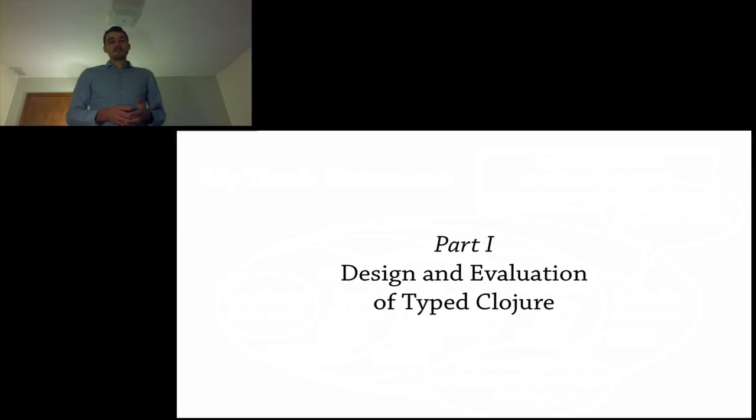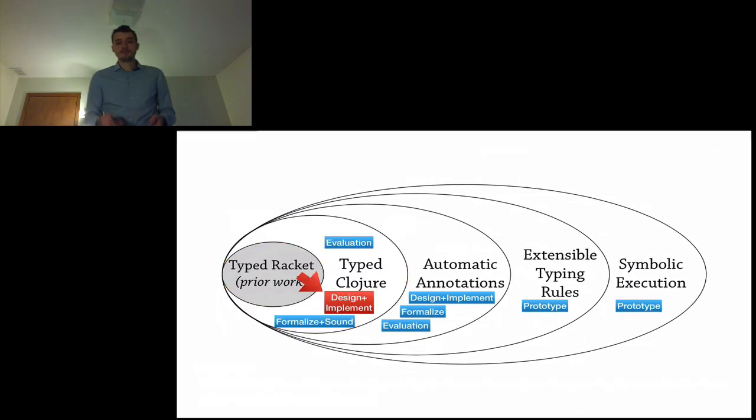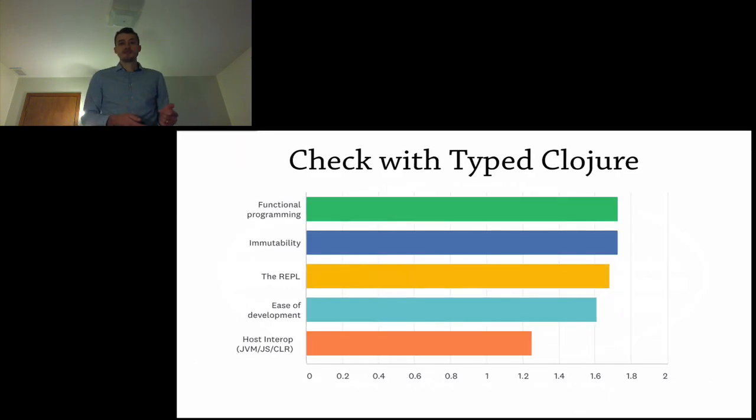Part one of the talk and the thesis is the design and evaluation of the initial design of Typed Clojure. This part was published at ESOP 2016. We're going to look at the design first. So let's contextualize our discussion with these top 5 features of Clojure: functional programming, immutability, this ease of use idea, and host interoperability. What we're going to do is show some Clojure programs that exhibit these features, and then show how Typed Clojure can check them.